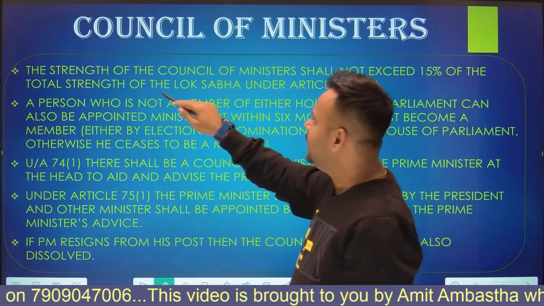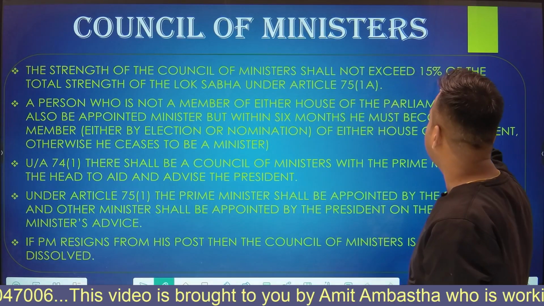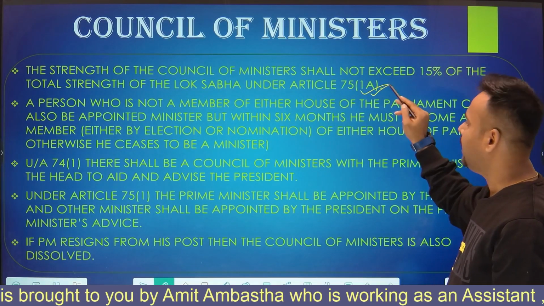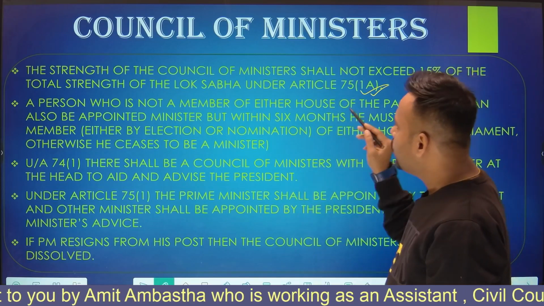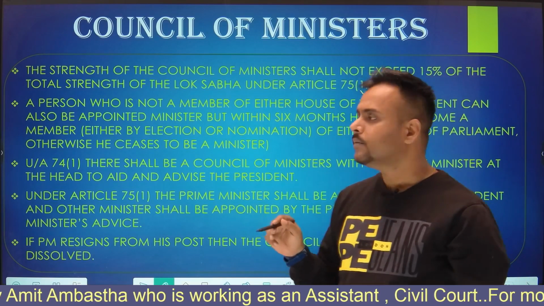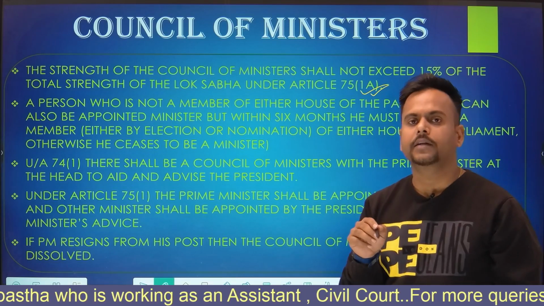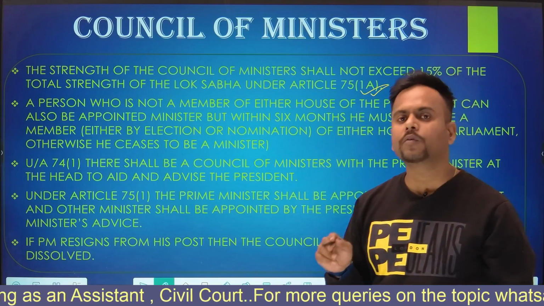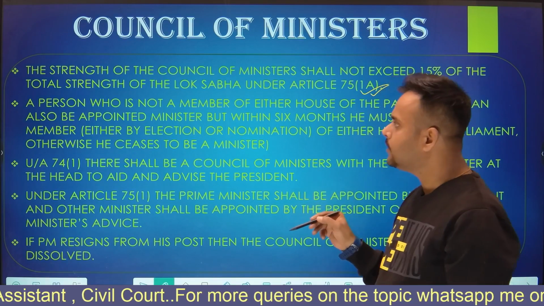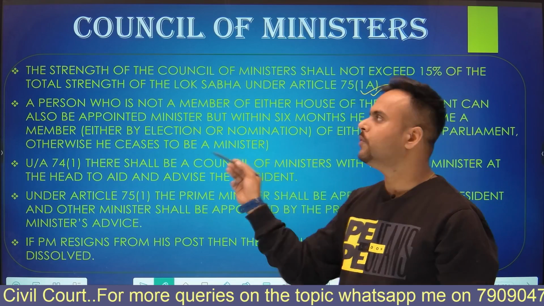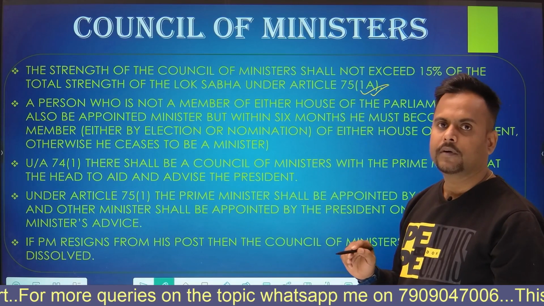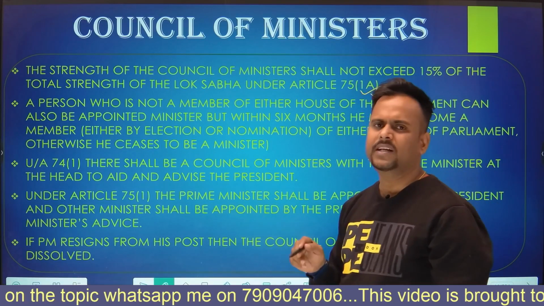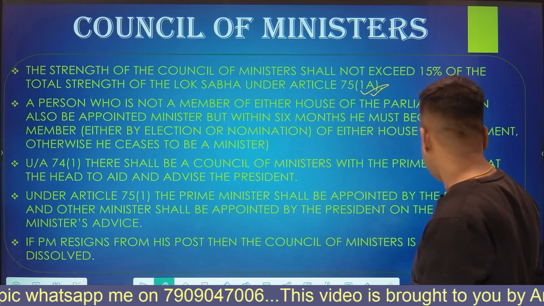See, the strength of the Council of Ministers shall not exceed 15% of the total strength of the Lok Sabha under Article 75(1)(a). What it means is that the total number of Council of Ministers shall not exceed 15% of the strength of the Lok Sabha. Presently, there are 545 members of the Lok Sabha, so the Council of Ministers cannot exceed 15% of 545. When you do the calculation, you will find it around 82, and presently we have 78 or 79 Council of Ministers.